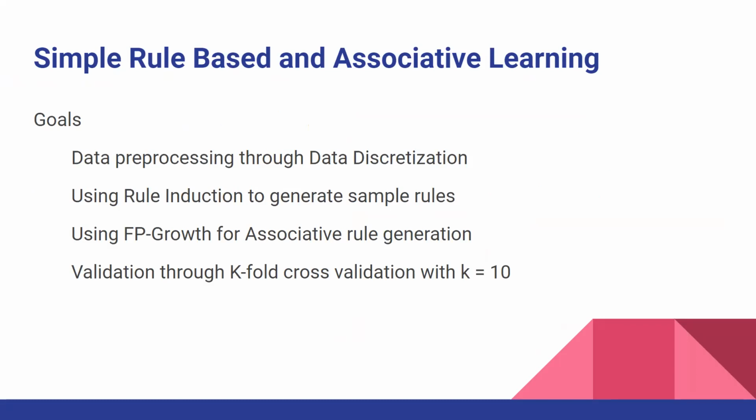For the simple rule-based and association learning, we did the data processing through data discretization, and we did three models: rule induction to generate the sample rules, then FP-Growth for the association rule generation, and then validation, k-fold cross-validation, where k was set to 10 folds.